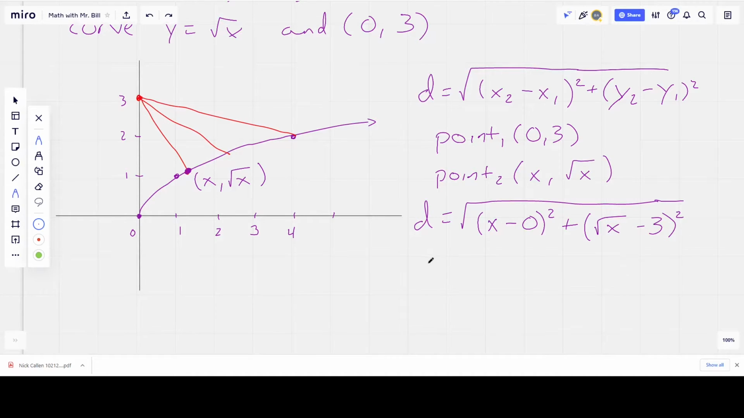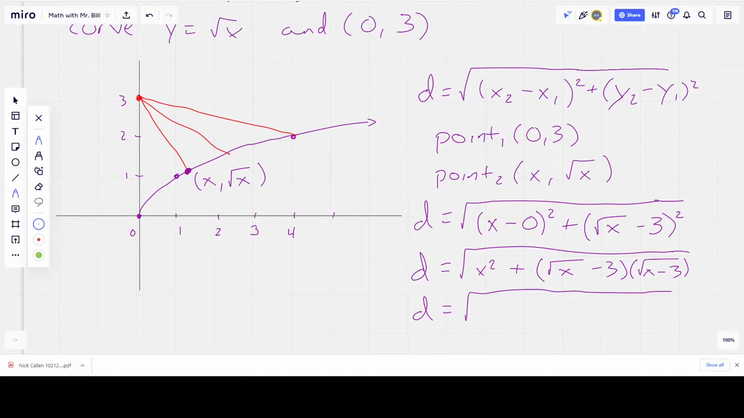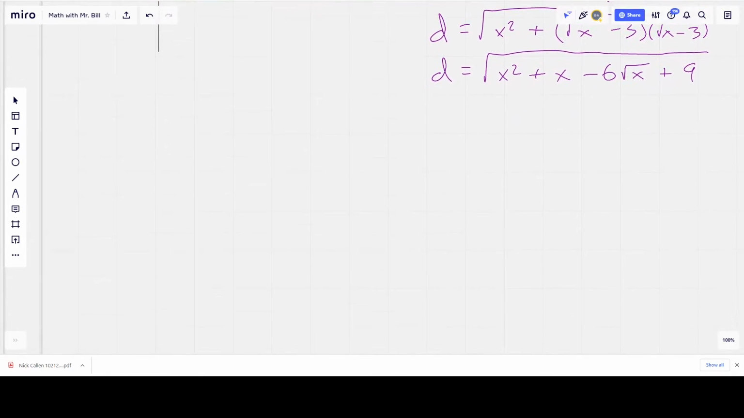So let's clean this up a little bit here. We have d equal to the square root of x squared plus the square root of x minus 3, squared. Unfortunately, the radical won't get rid of it. It's got to stay under there. So I'll have the square root of x squared plus x, and then minus 3 rad x minus 3 rad x, so it's minus 6 rad x, and then plus 9. So there's the equation that we're going to need to take the derivative of and find the minimum for.